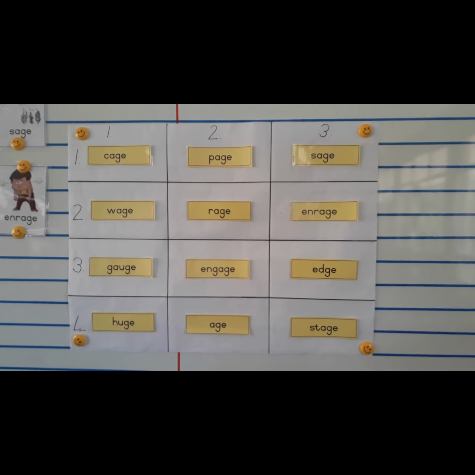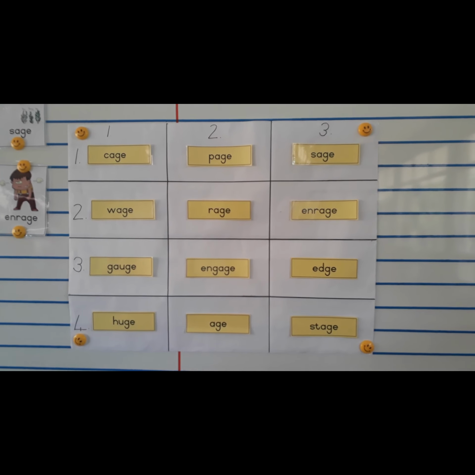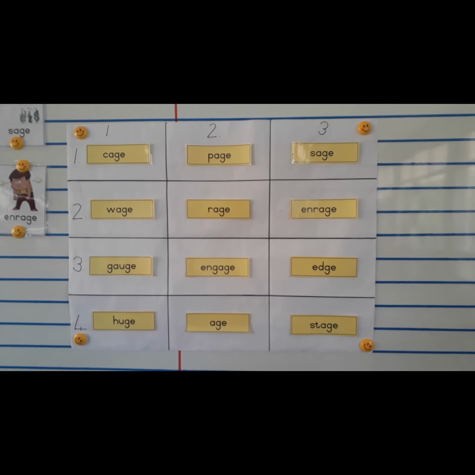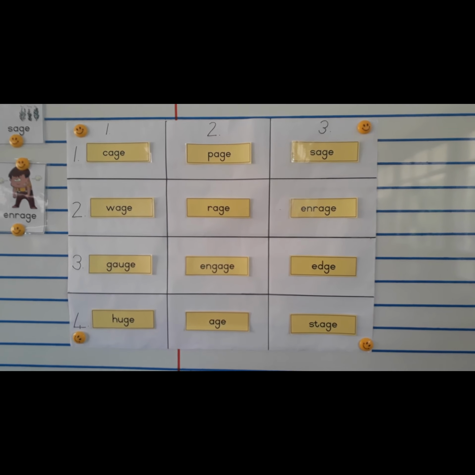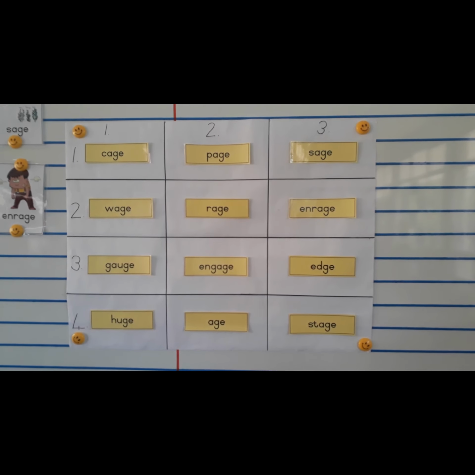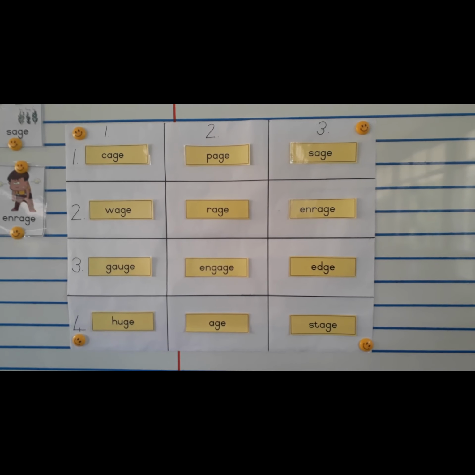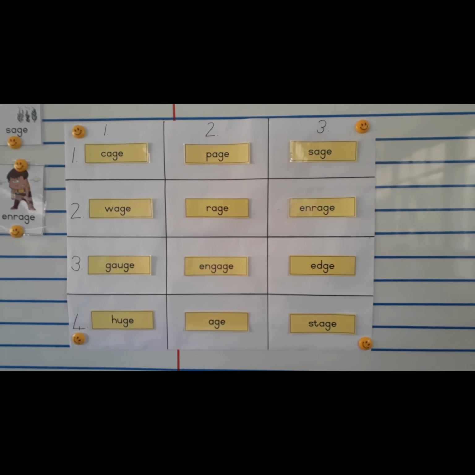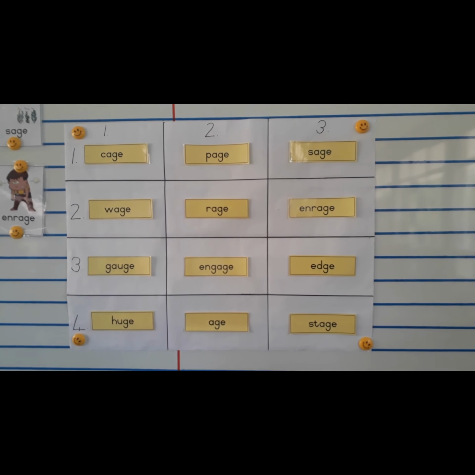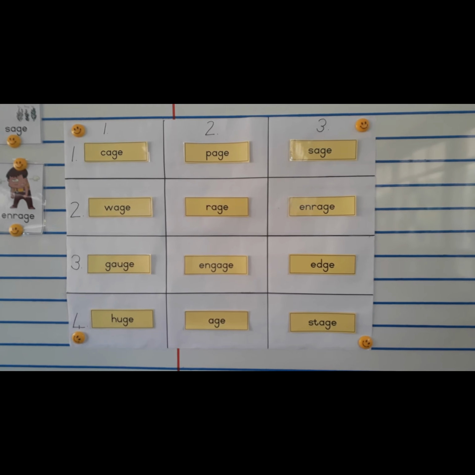The same goes for row 3. Let's read from left to right. Gauge, engage, and edge. Let's read them backwards from right to left. Edge, engage, and gauge. Look at the different spellings there. Right, row 4, huge, age, and stage. And from right to left, stage, age, and huge.